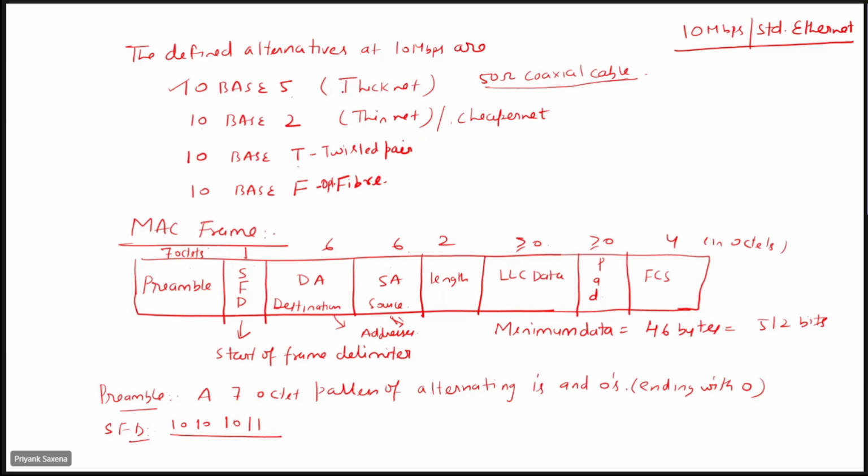You can see this 10Base5 uses a coaxial cable of 50 ohm. It uses a baseband signaling technique, that is basically the Manchester encoding scheme. The topology is bus, the maximum segment length is 500 meters, and the cable diameter is 10 mm.